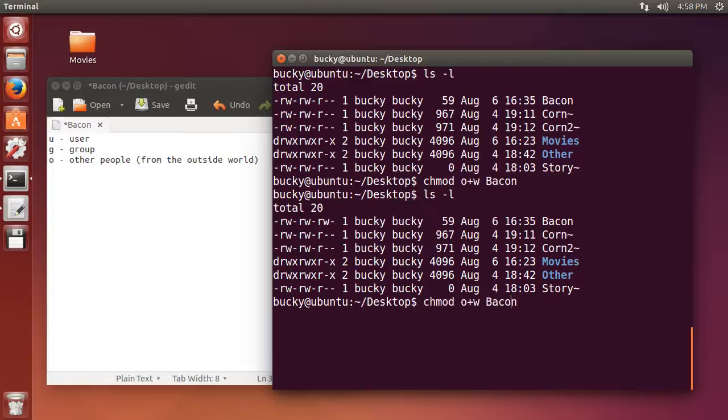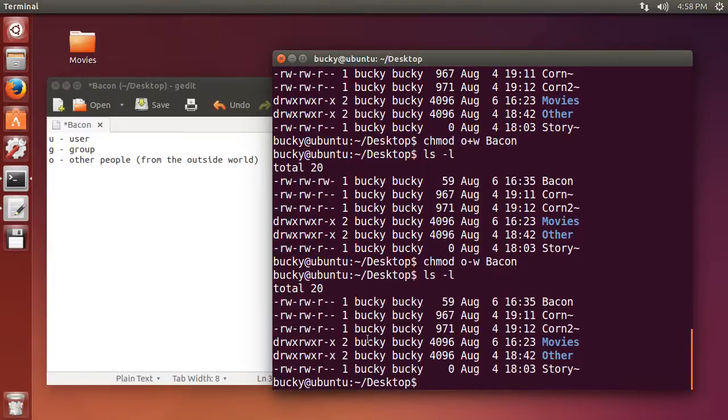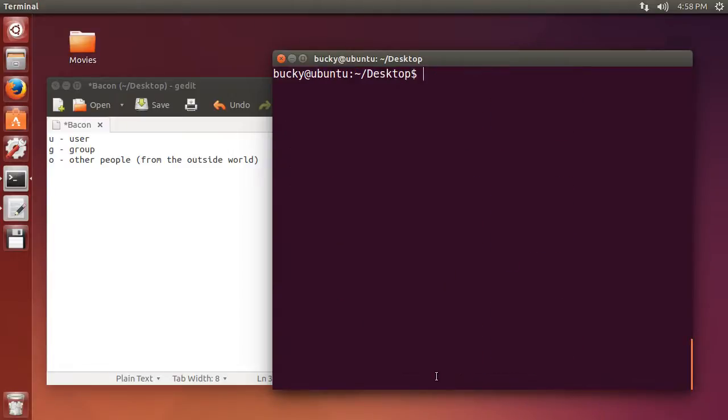Now, if you ever want to take those permissions away, write the group, what permissions you want to take away, and what file. So check it out. We just took it away. Now let me hit clear and clear that stuff out.